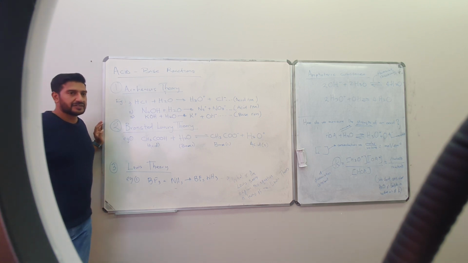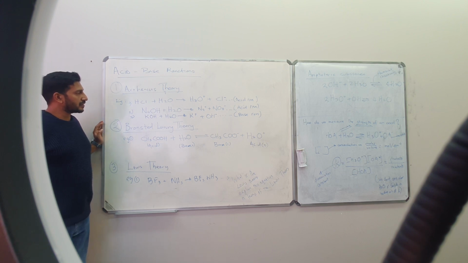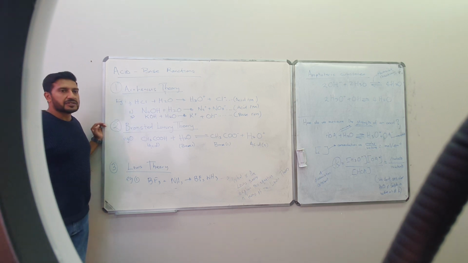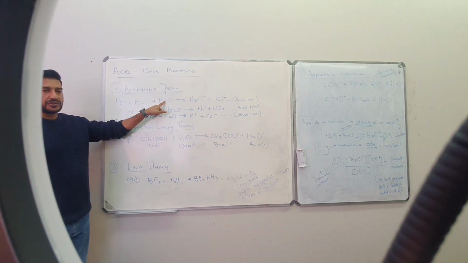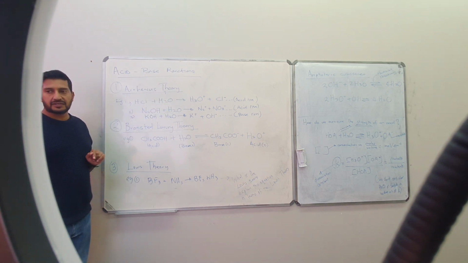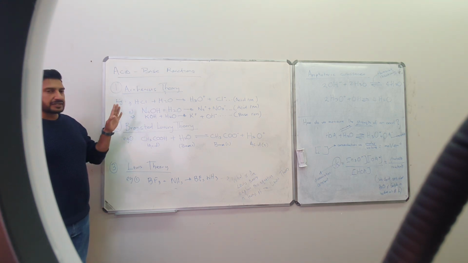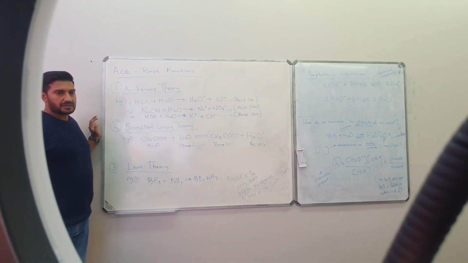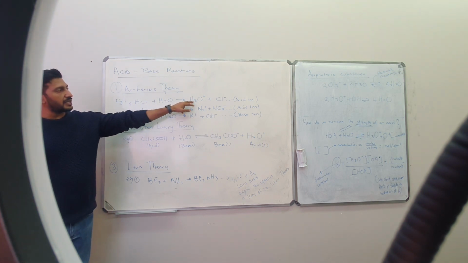Arrhenius suggested that substances which contained hydrogen and gave hydrogen ions in aqueous solution were acids. Right, so substances that contain hydrogen, and when we have it in an aqueous solution, that means when we're adding H2O, it will give off hydrogen ions. So what is the ion being formed here, in this acid reaction? It's your H3O+, right?